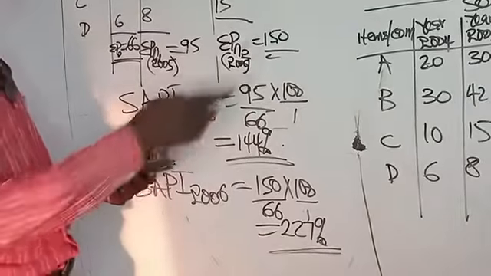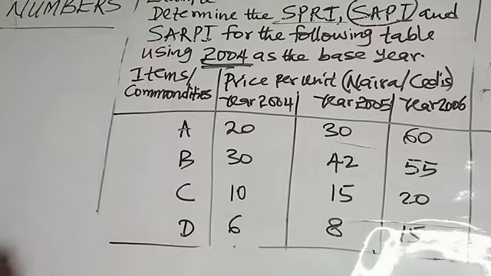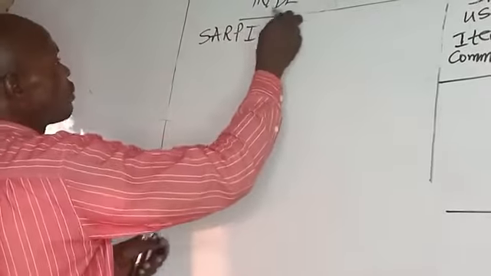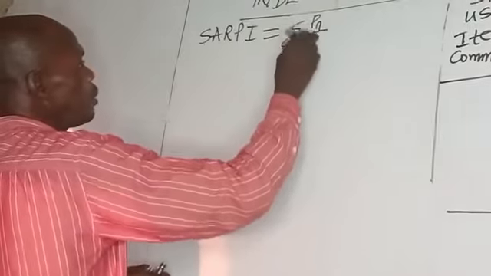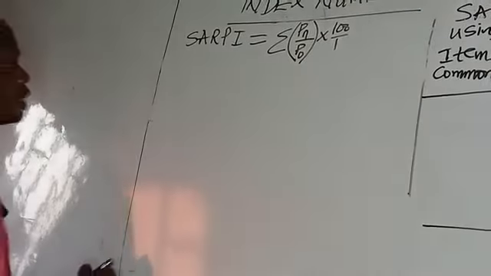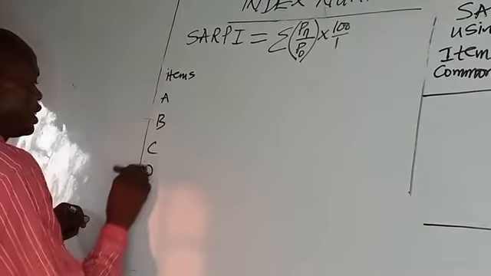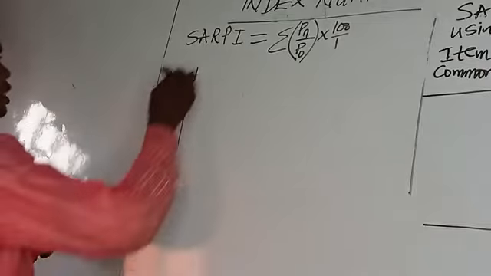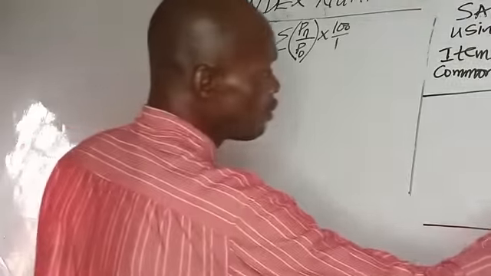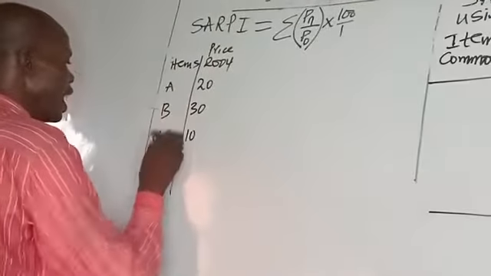Then we have the SARPI, Simple Average Relative Price Index. I've told you that the formula is the sum of PN over PO times 100 over 1. So, these are the information provided. We have the items A, B, C, and D. Then we also have price for 2004, which was given as the base year. We have 20, 30, 10, and 6.